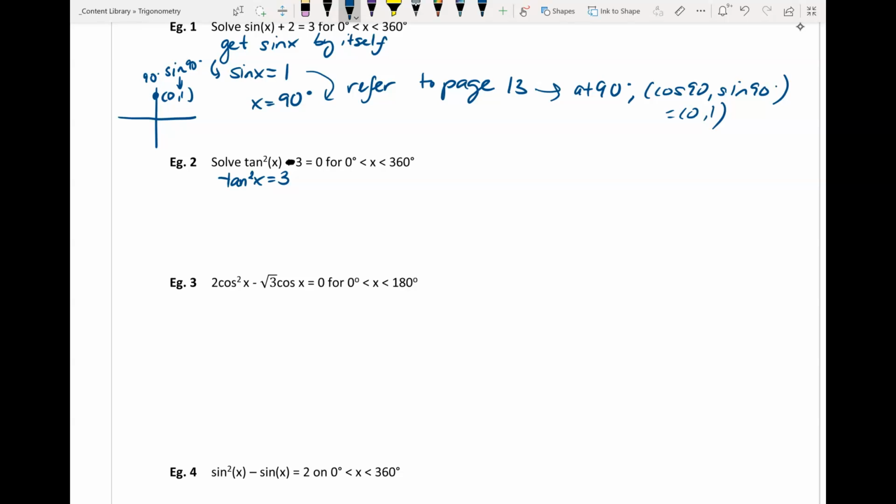And then in order to get rid of our squared, I'm going to square root both sides. So then we're left with tan x is equal to plus or minus root 3. Remember, when you square root both sides, you are going to get a plus or minus, which indicates that we're looking for solutions in all quadrants. So we're looking for whenever tan is positive and negative, and this occurs in all 4 quadrants.